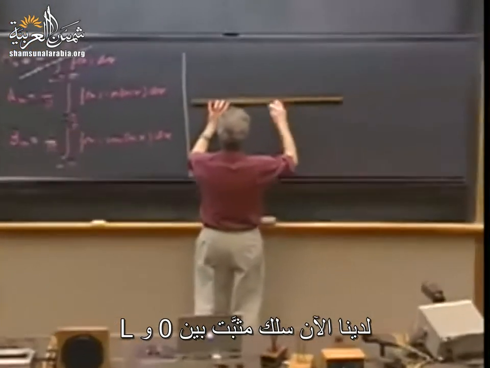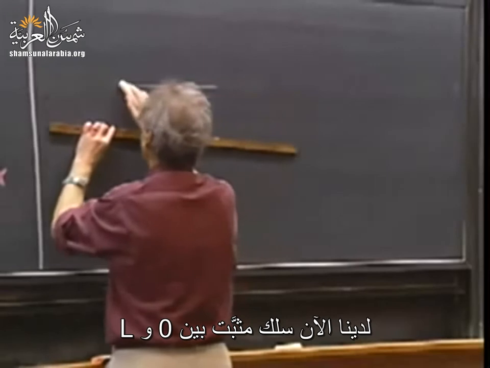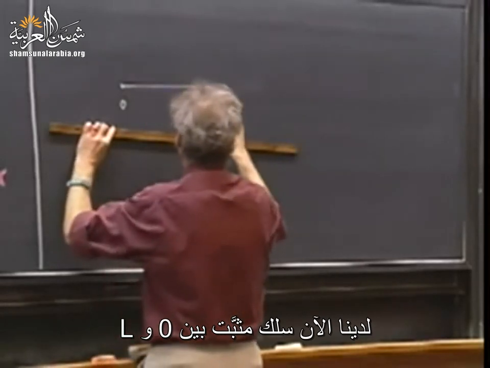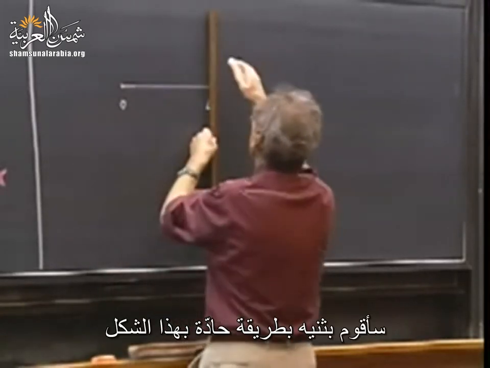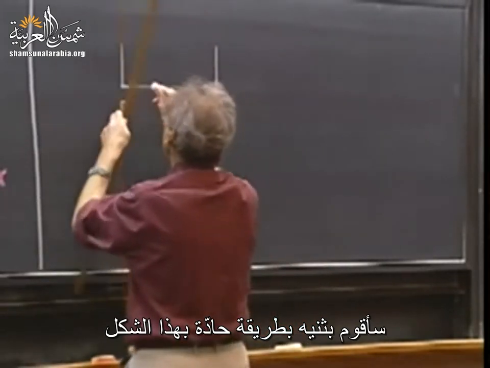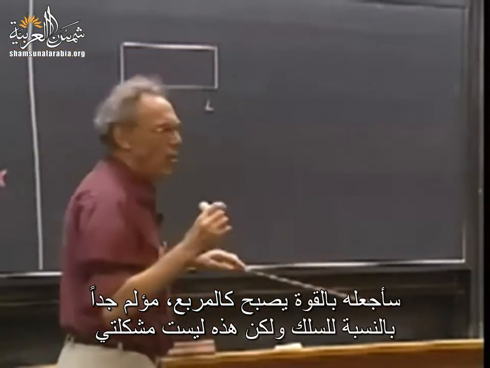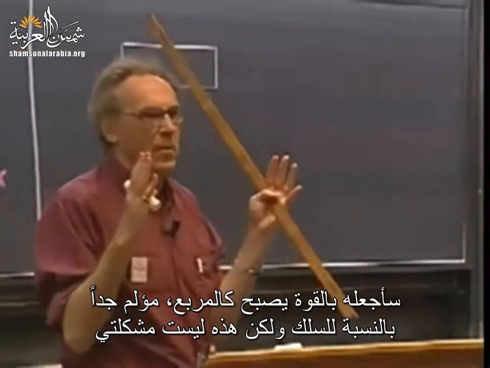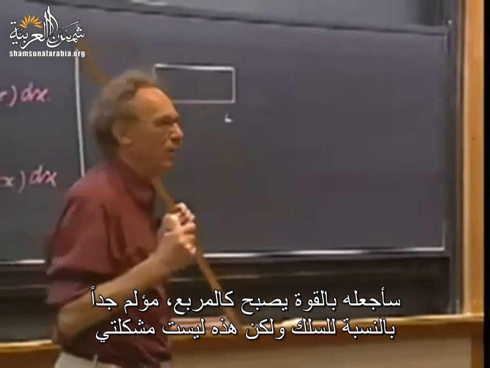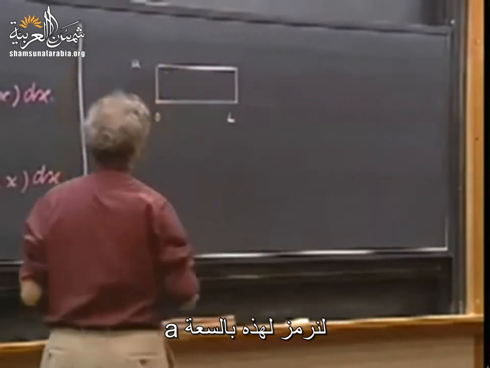So I have a string now, which is fixed between 0 and L, and I'm going to pluck it in an extremely obnoxious way, namely like this. So I'm forcing it like a square. Very painful for the string, but that's not my problem. And let this be an amplitude A.